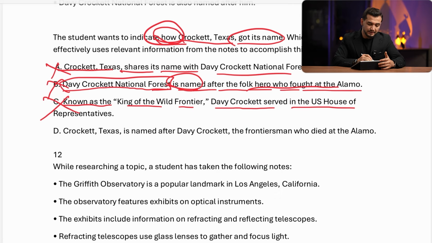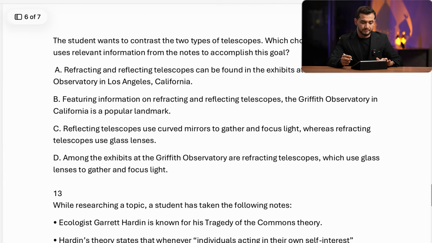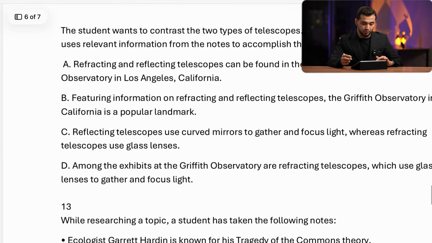Okay, so D. Crockett, Texas is named after Davy Crockett. Here we have the exact answer we were looking for. So I think that's the last. Okay, the last two questions here.